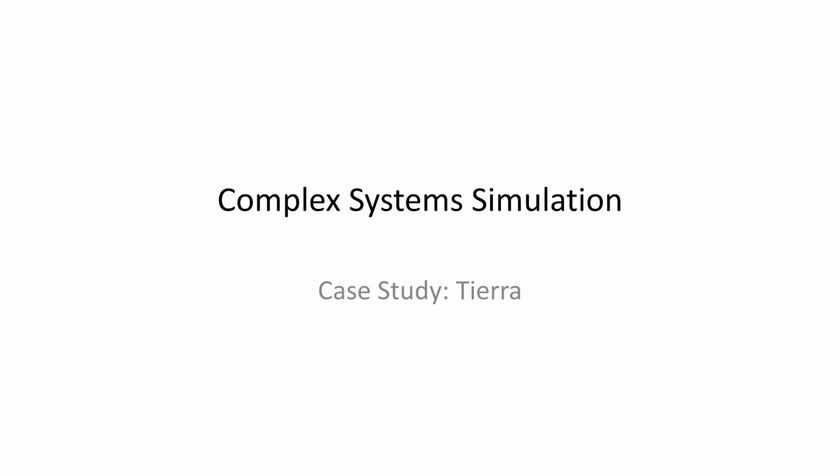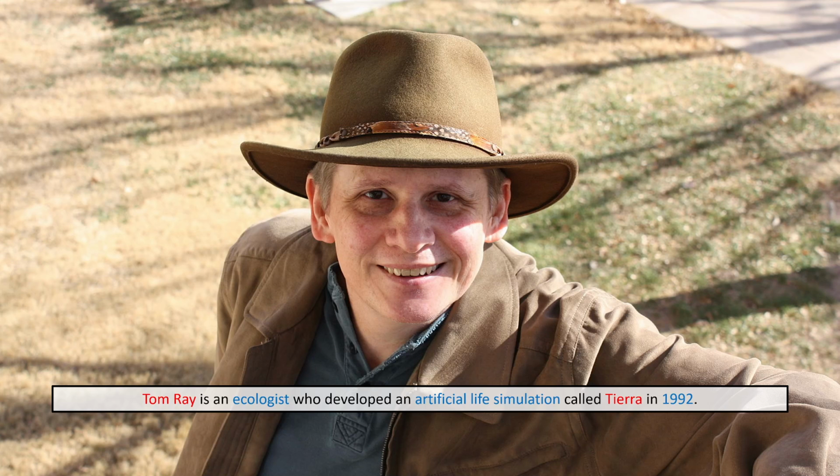All right, welcome. In this video, I want to talk about an artificial life research project that was carried out in the early 90s. It was called Tierra. And Tierra was created by this gentleman here, Tom Ray. He was and is an ecologist. As it says here, he developed this artificial life simulation in 1992. So that was right in the early days of artificial life.